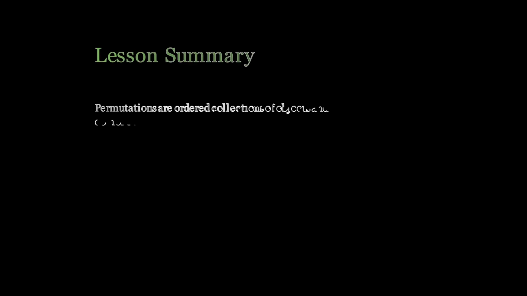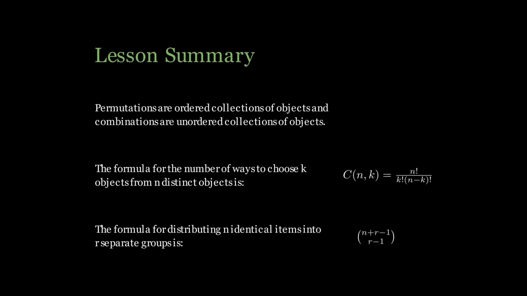To summarize the video, we learned the difference between permutations and combinations. Then, we learned how we can modify the formula for permutations to arrive at the formula for combinations. Finally, we learned how to extend the formula for combinations to distribute n identical items into R groups.